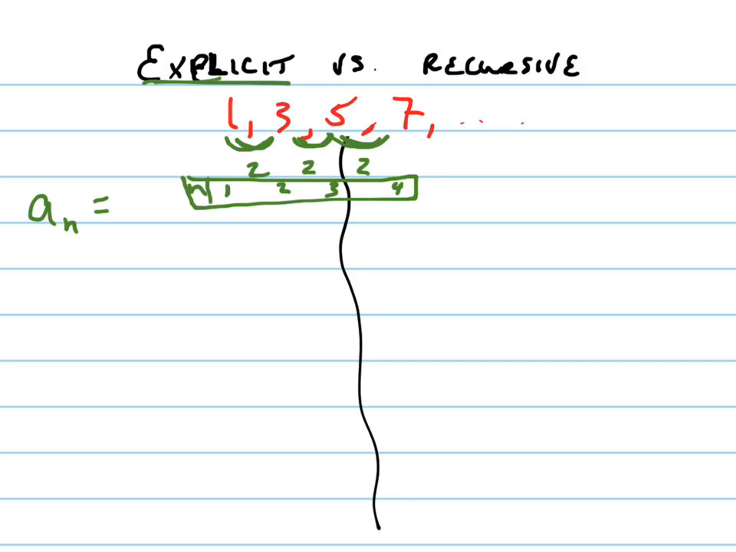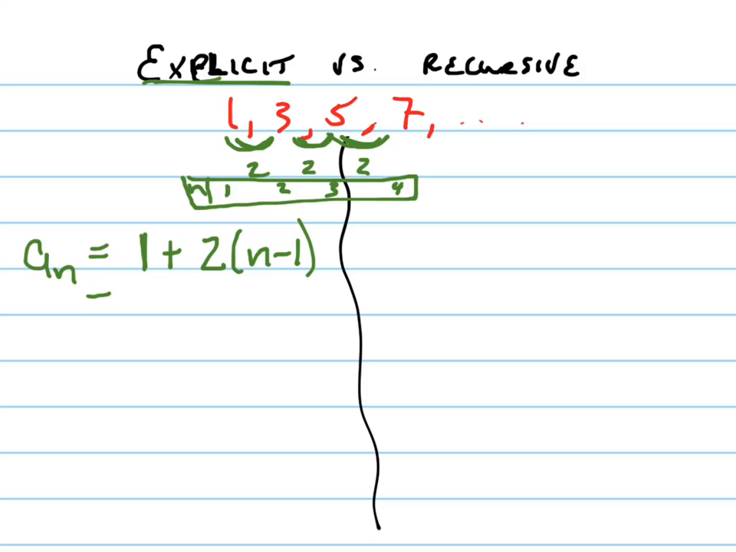How do I get from n to a sub n? Well, what I do with an arithmetic sequence is I start with the first term, which is 1 in this case, and I add the common difference, which is 2, n minus 1 times. That's how I do that.